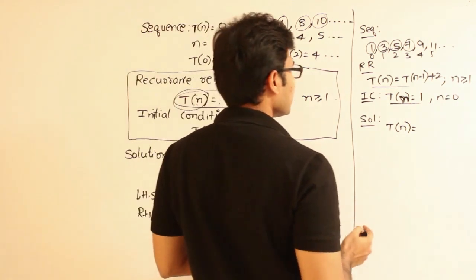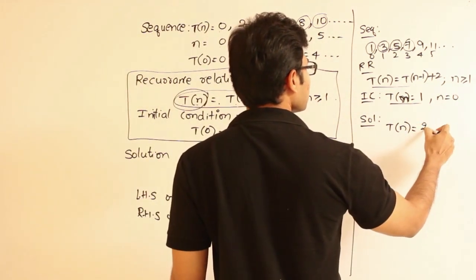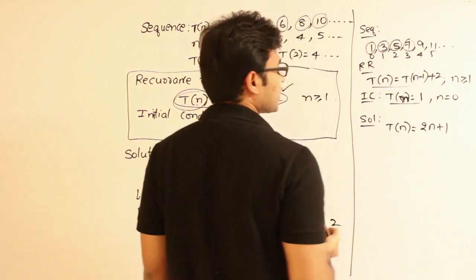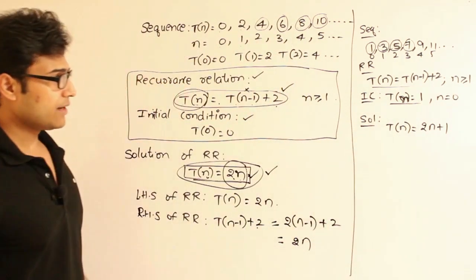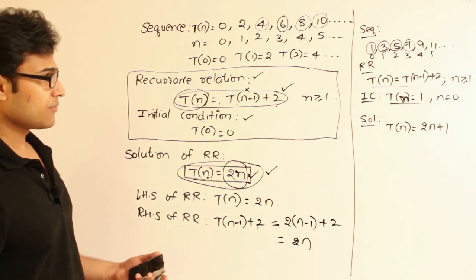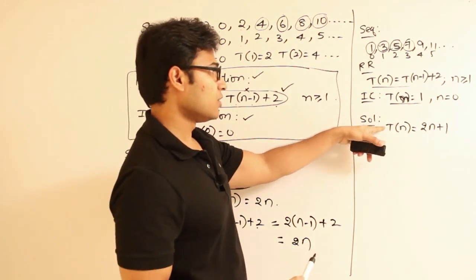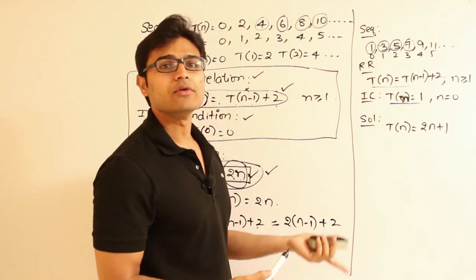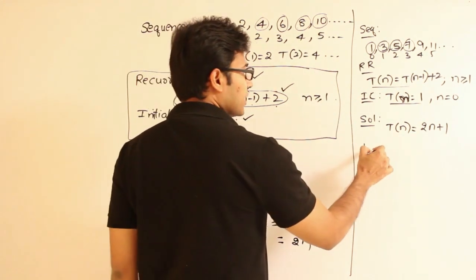Okay, now I am assuming that the solution for this one is 2n plus 1. I am just assuming. How do I know that? I didn't solve it yet, it is just my assumption, right? Or assume that someone has given you this to test whether it is a solution to this recurrence relation or not. How are you going to test it? The same method. Take LHS.